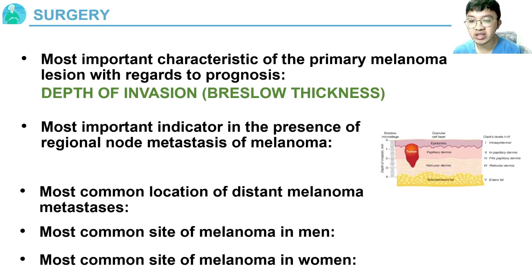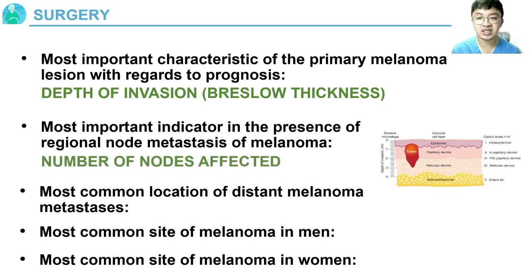What's the most important indicator in the presence of regional lymph node metastasis of melanoma? The most important indicator, especially prognosis-wise, is the number of nodes affected.